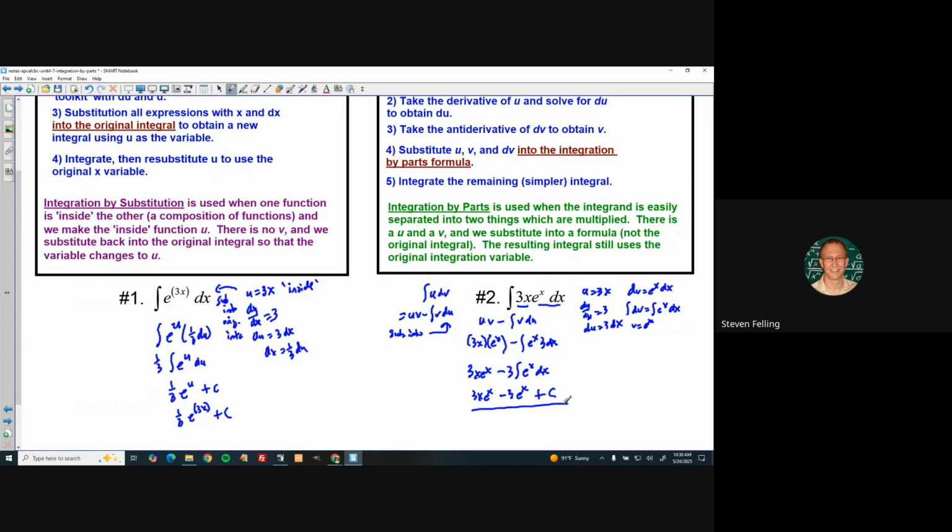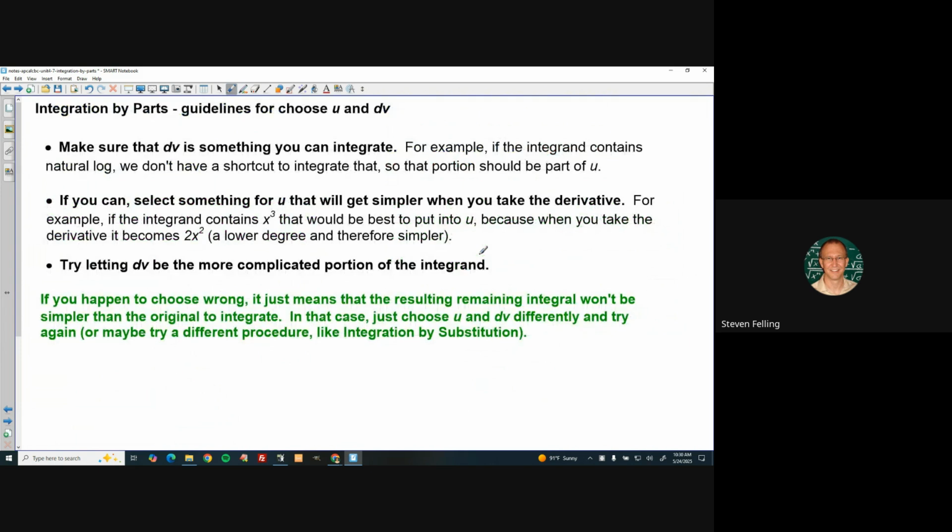So the key when you might think about using this is when you have a product in your integrand. You have two functions that are multiplied, which don't just include a constant, because a constant can always just be moved out of the integral.